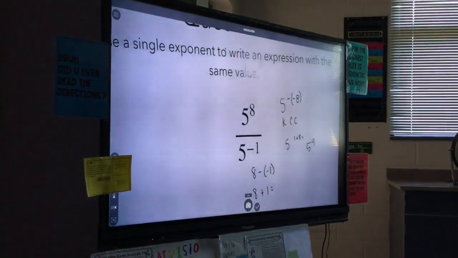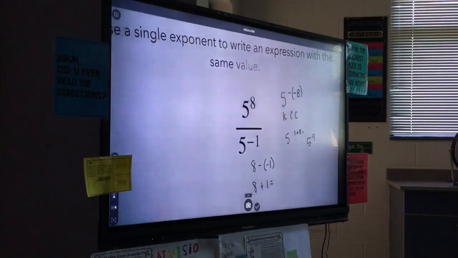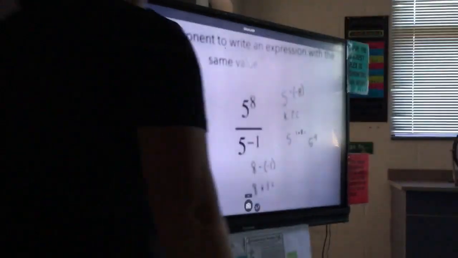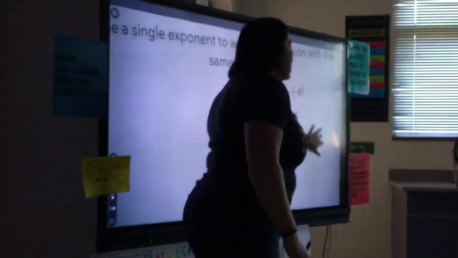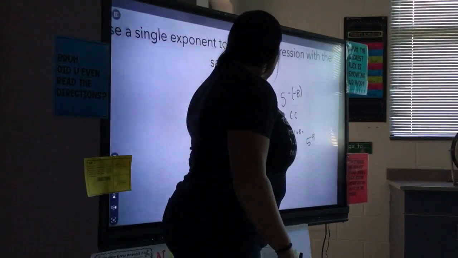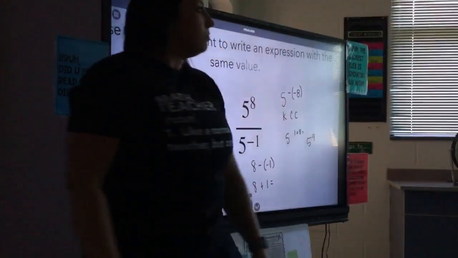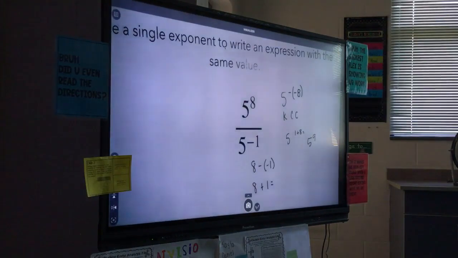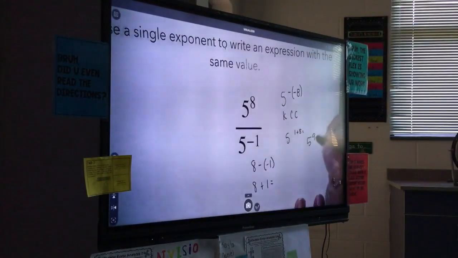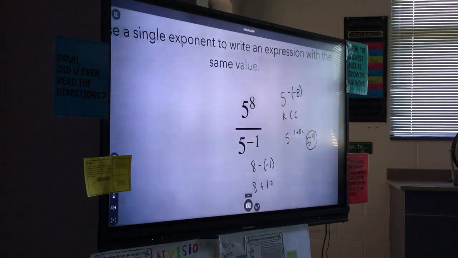So there's a couple different ways to solve this problem. Whichever way makes more sense, whether you're doing the keep, change, change, or you're just looking at negatives, multiplying this times that. Okay? But nonetheless, the correct answer is 5 to the 9. All right, go to number 3.